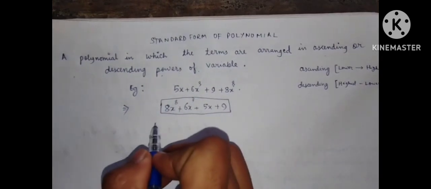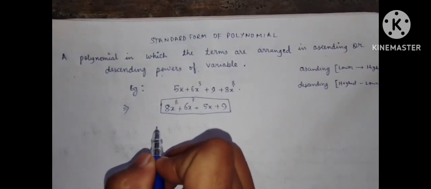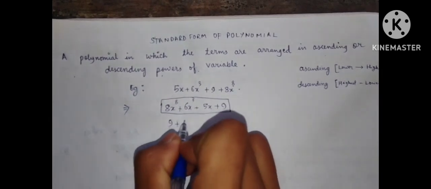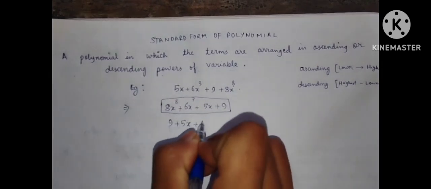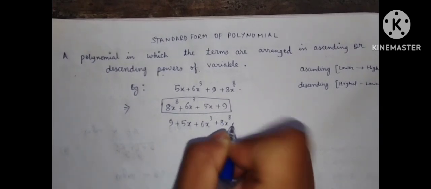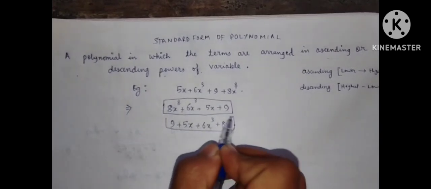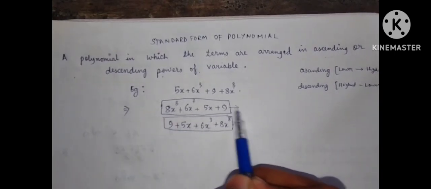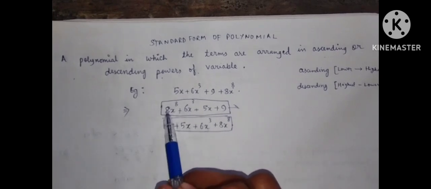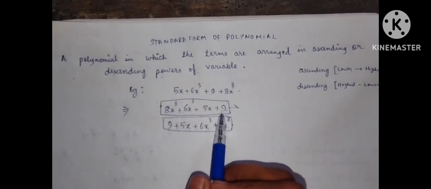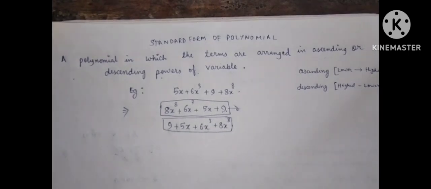We can also arrange it in ascending order. So look here, what will be the ascending order? It will be 9 plus 5x plus 6x cubed plus 8x^8. Now this is also in standard form, but this standard form is not used regularly. In most cases we will use the descending one, from highest power to lowest power, not this one.